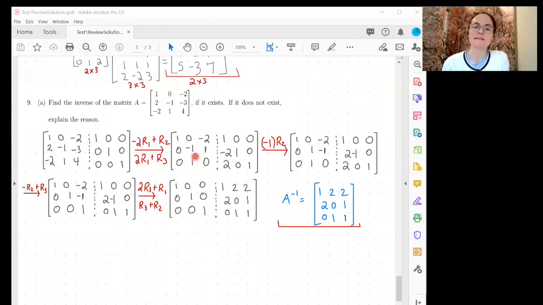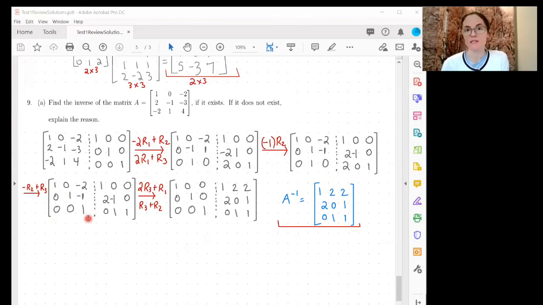Then I already see my second leading 1 will be in the 2, 2 position. I take minus 1 times row 2, and here it is. And then I would like to make this entry a 0, so I just take negative row 2, add it to row 3. Ta-da! Again! Now, if you look at this matrix, you will realize we are in row echelon form.